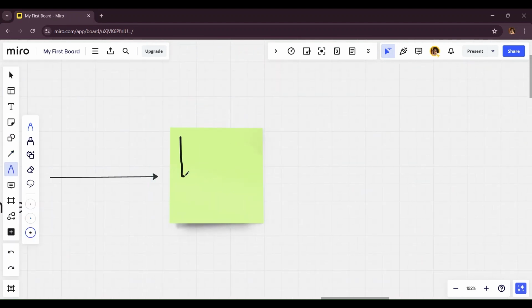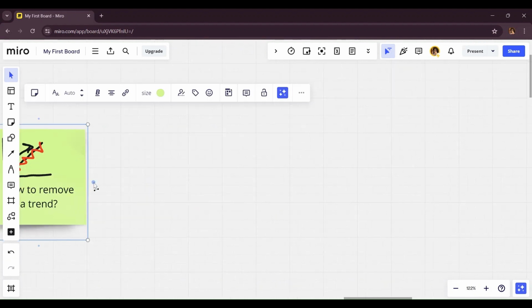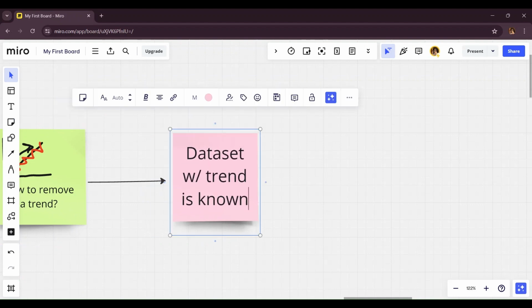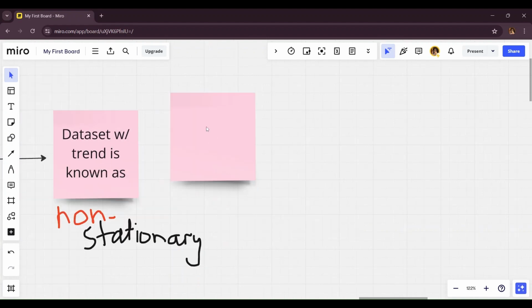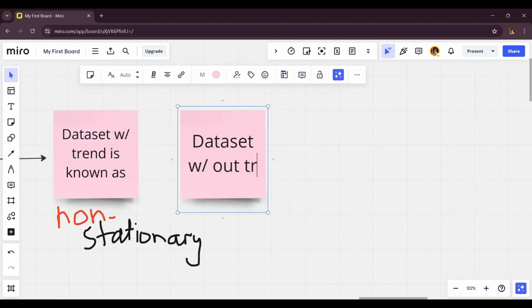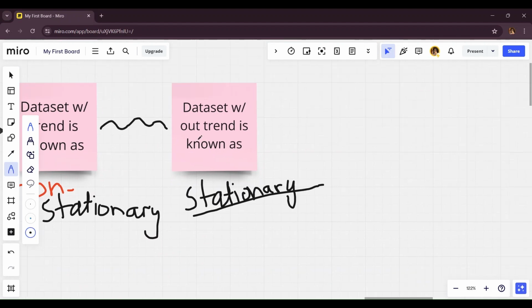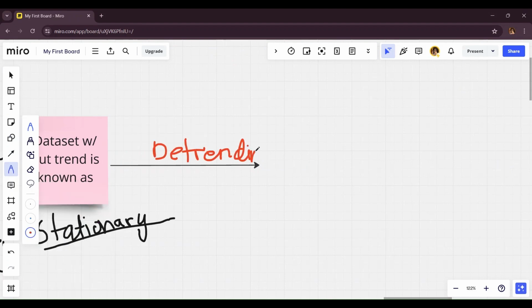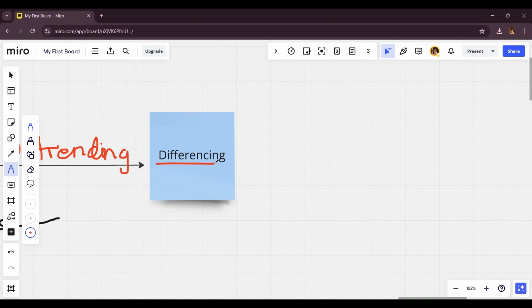Here's the main question: how do we remove a trend? Now, when we remove a trend, it's called detrending, and a dataset with a trend is known as non-stationary, whereas a dataset without a trend is known as stationary. And like I said, when we're removing a trend, it's known as detrending. And the simplest method is differencing.